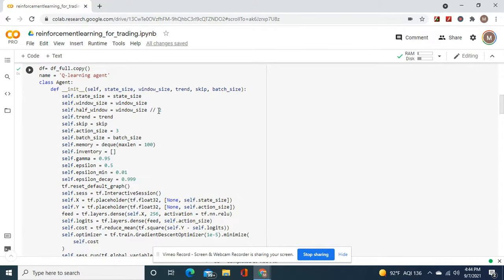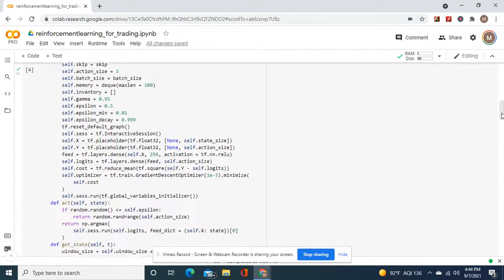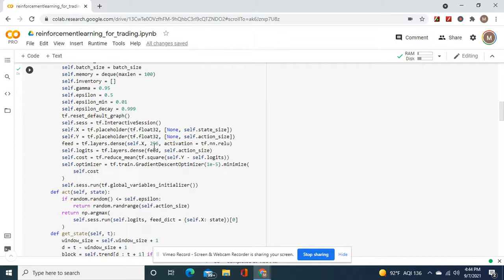Now, the window size, I would do this. Self action size 3. Max len, you never want to make the agent's memory too big because he wants to go to a state of rest. If his memory is longer, well, it's harder for him to go to a state of rest now, isn't it? 256 for the neural network. This is good right here.